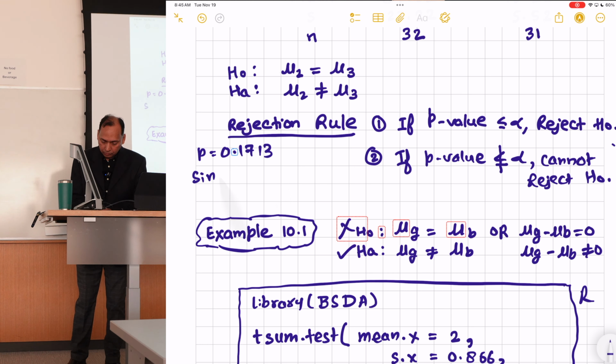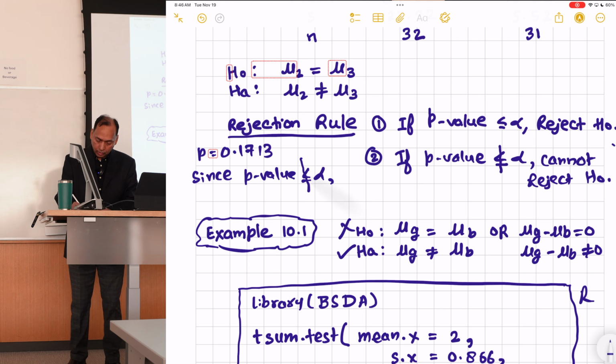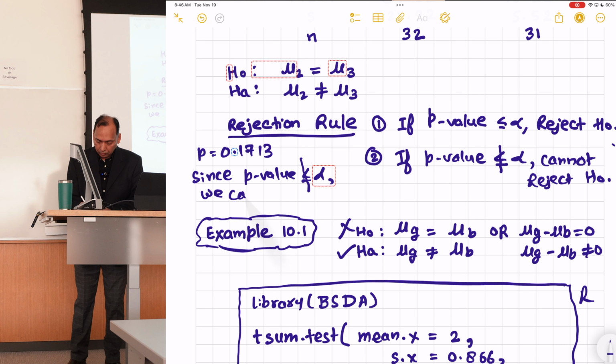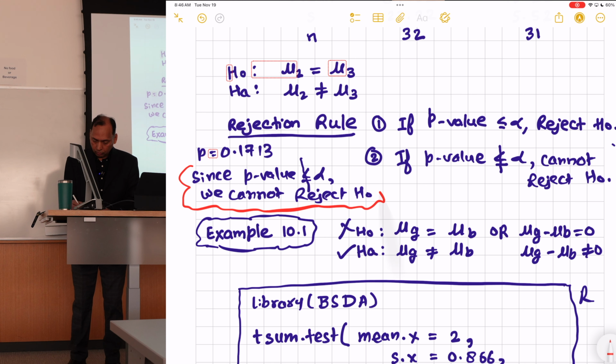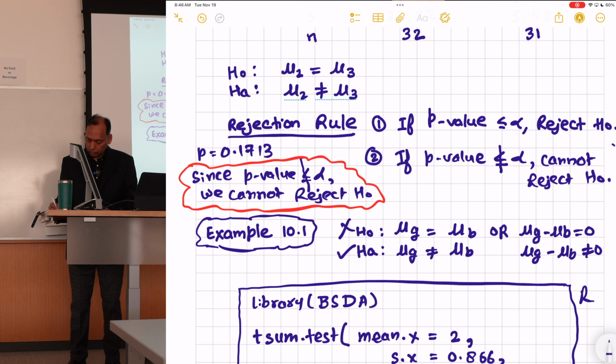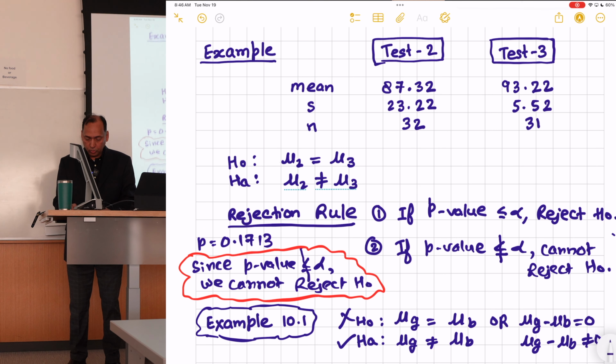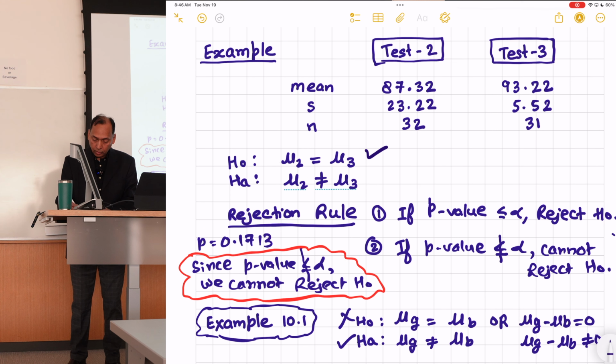So since the p-value is not less than or equal to alpha, we cannot reject H0. So we cannot reject H0 means this is true and this is not.